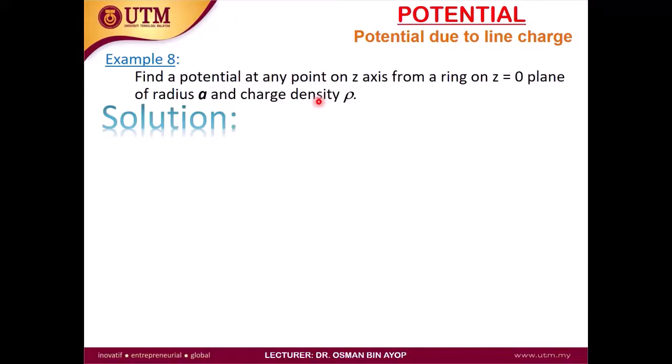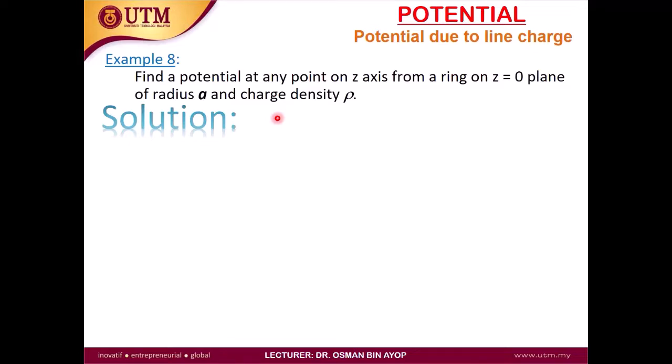Now, I would like to show you how to find potential due to either line charge or surface charge. Let's see example 8. The question is, find a potential at any point on the z-axis from a ring on the z equal to 0 plane of radius a and charge density rho. That is the information given.